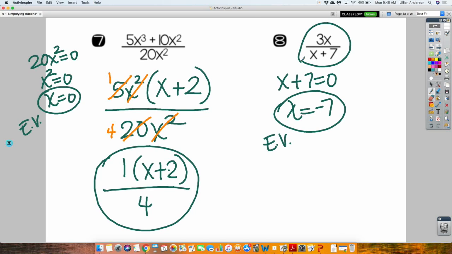That will happen. Sometimes you won't be able to simplify it down too much. But you want to make sure that you look for any common factors, and you want to look to see if anything at the top and the bottom cancel out.